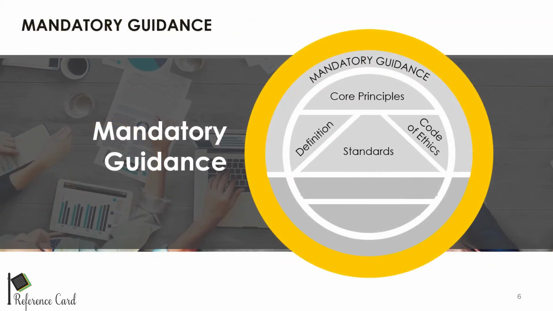Now we will move on to the mandatory guidance. Under mandatory guidance, there are four elements: the core principles for the professional practice of internal auditing, the definition of internal auditing, the code of ethics, and finally the standards. Adherence to the mandatory guidance is essential for the professional practice of internal auditing. Now we will study each element in detail.